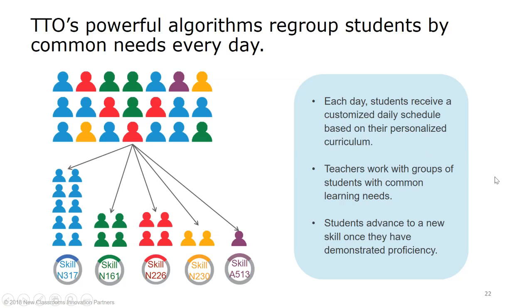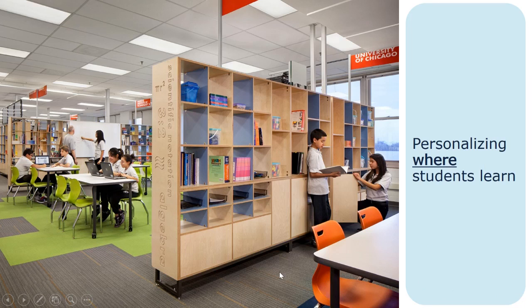So if we go over here, each student receives a customized daily schedule based on their personalized curriculum. Teachers work with groups of students with common learning needs, exactly where the student is ready to learn, and students advance to a new skill once they have demonstrated proficiency. Teach to One is personalizing where students learn.